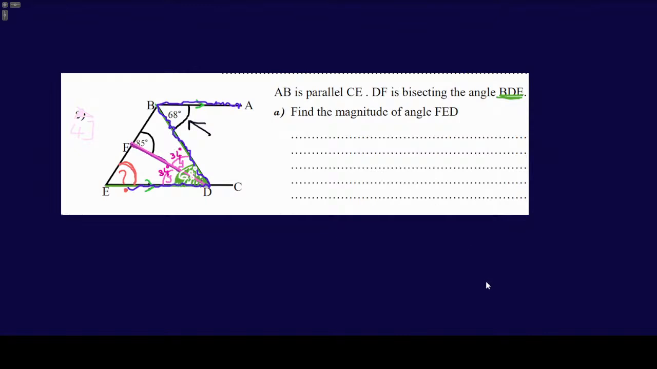What's next? We can find out what this orange angle's value is. How? We can apply the rule of angles on a straight line. So this 85 and this orange angle together should make 180. So what should be this orange angle's magnitude? 180 minus 85, which is 95.